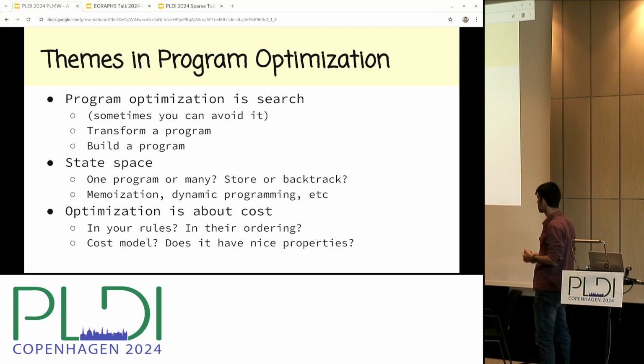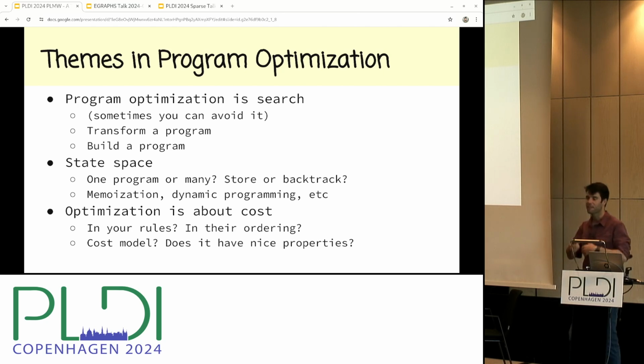Well, all of a sudden, the proof that your term rewriting system terminates takes into account properties about your cost function. And we talked about eGraph extraction just a little bit, but our dynamic programming algorithm for that only works for certain cost functions. If it doesn't have certain nice properties, then we have to resort to a much more expensive algorithm. So it's also worth keeping in mind the properties of these cost functions.